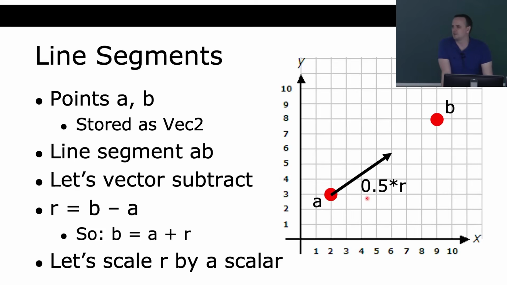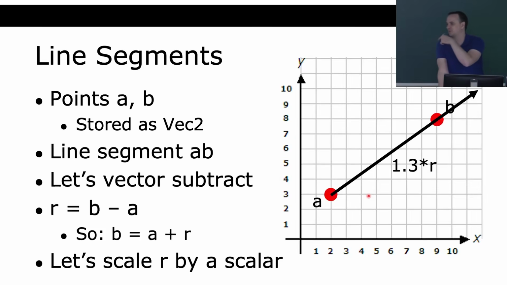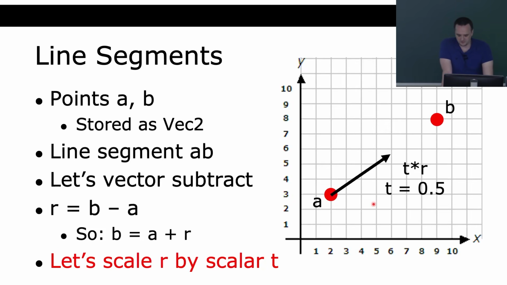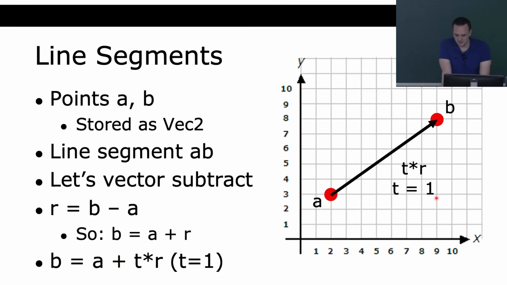And what would happen if we made our scalar greater than 1, what would happen then? Yep, so it would just go past B, right? And if we made it less than 0, it would turn the vector around and it would point outside of B. I don't actually have a slide for that though. So in this case, if we take t and r, which t equal to 0.5, that's our scale factor, then we know we would get to B if t was equal to 1, right? So if we have that equation and we're trying to find t, then B is equal to A plus t times r when t is equal to 1.